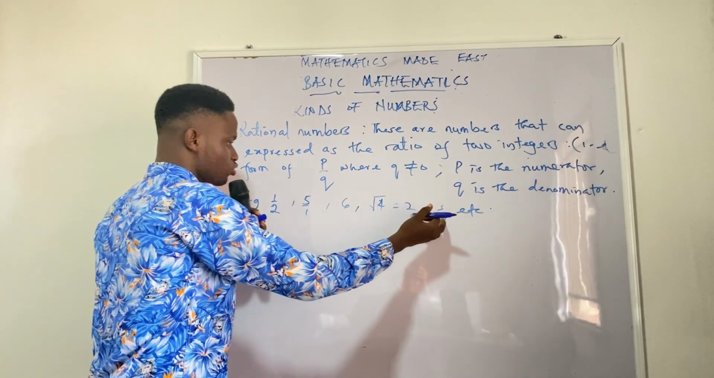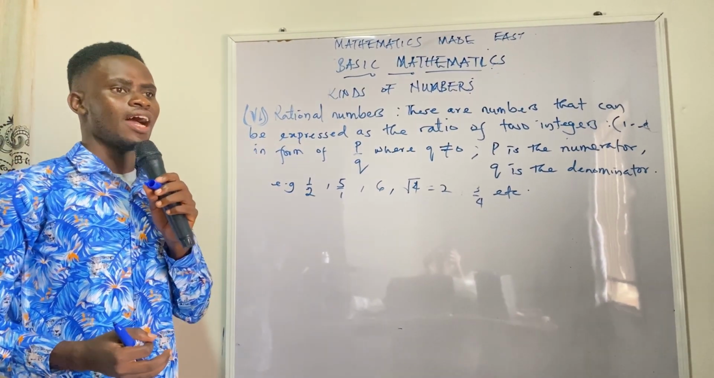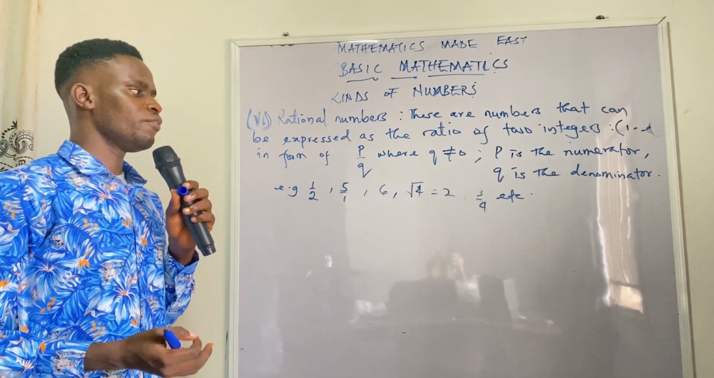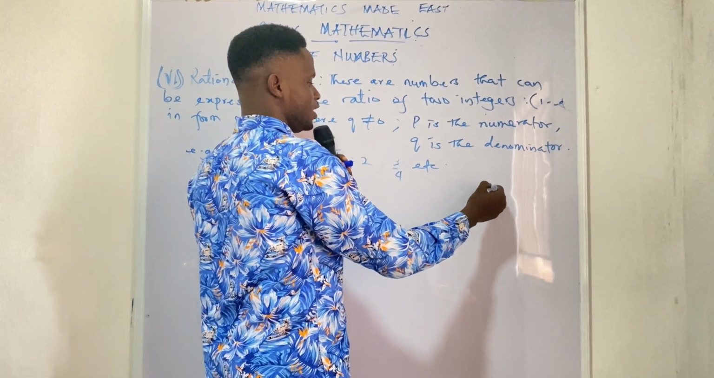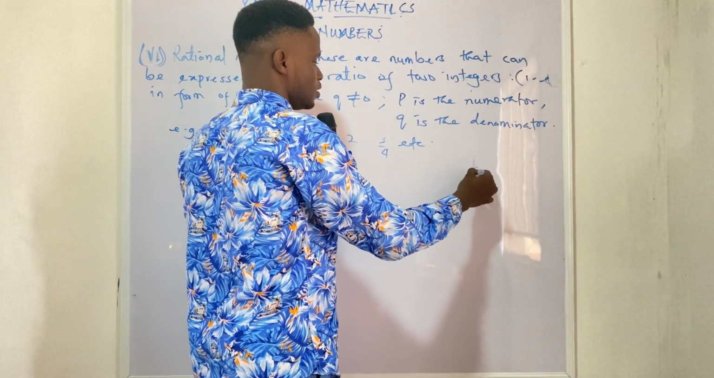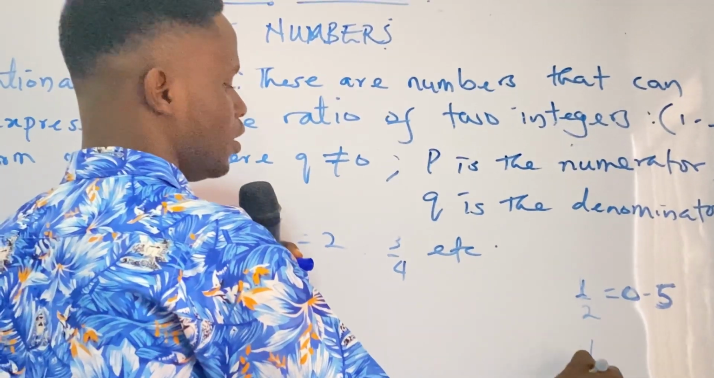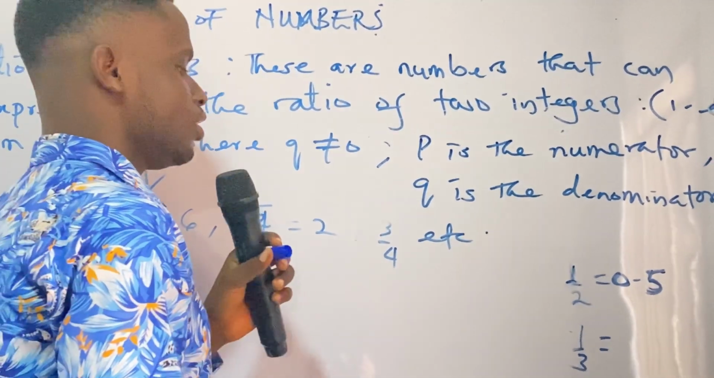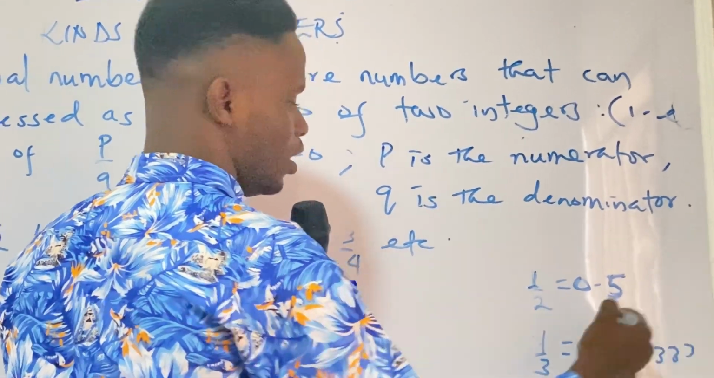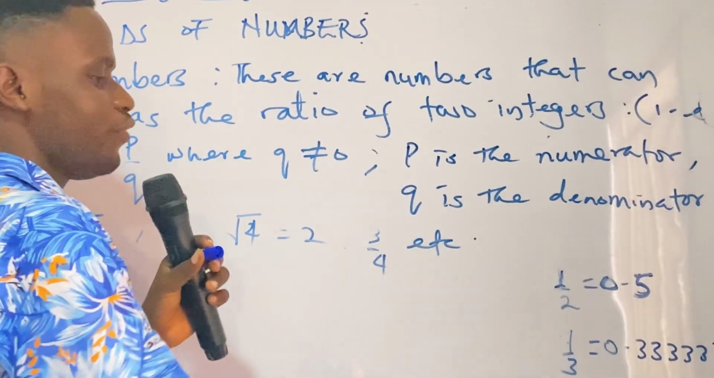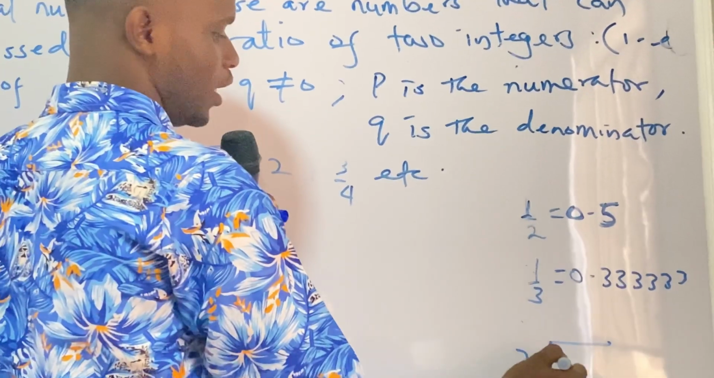All these fractions can also be expressed in the form of decimals. And for decimals, there are some that have an endpoint and some that do not have an endpoint. For example, 1 over 2 in decimal, if you divide it, is 0.5. 1 over 3, if you divide 1 over 3, you realize that the result is 0.33333 and so on. I believe you can still recall how to divide now.